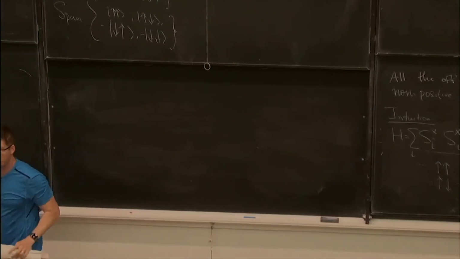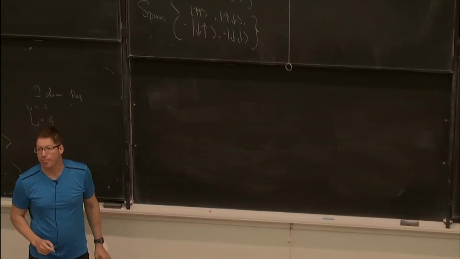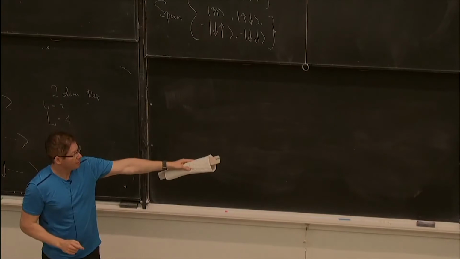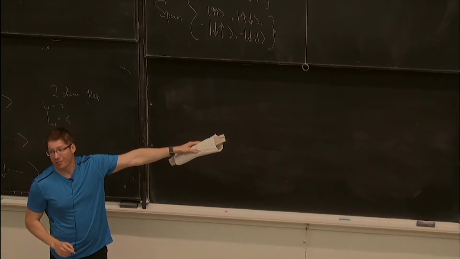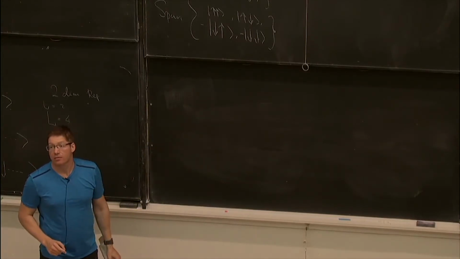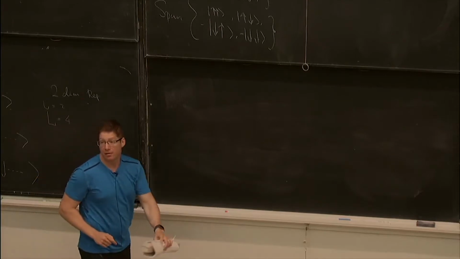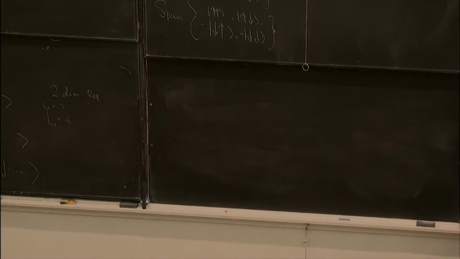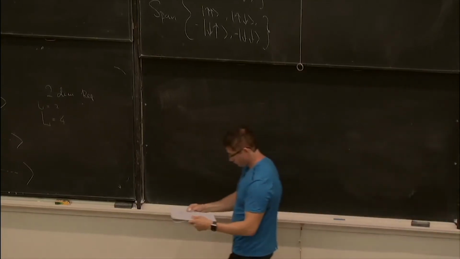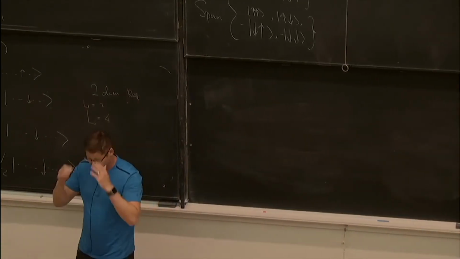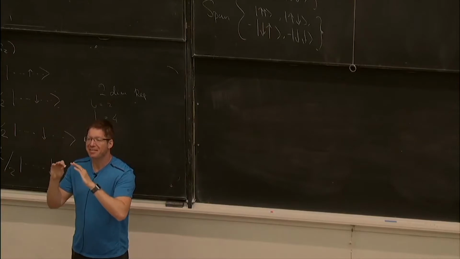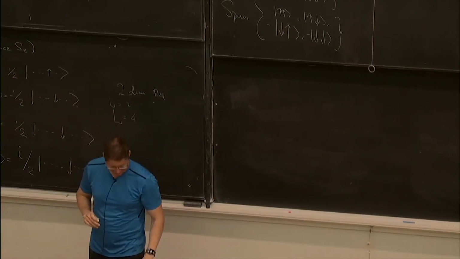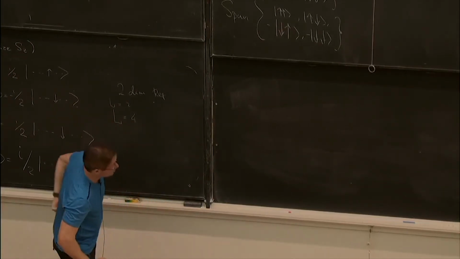However, what I'm saying here is true for any basis. The statement that the Hamiltonian has no negative entries is true in any basis. Okay. Not just for the spin a half. Oh, I meant any representation of SU2. Yes. Sorry, I misspoke again.